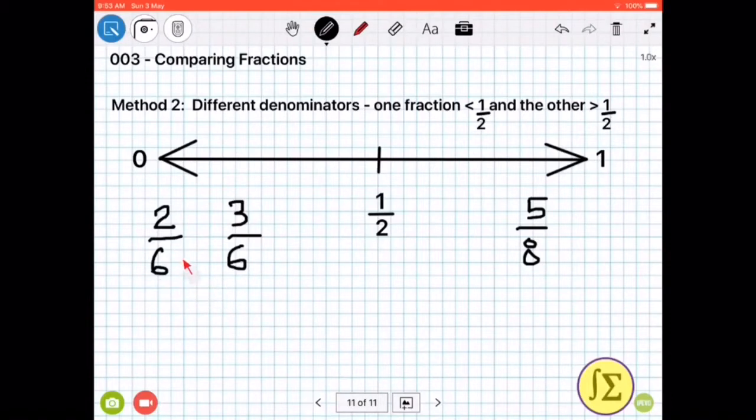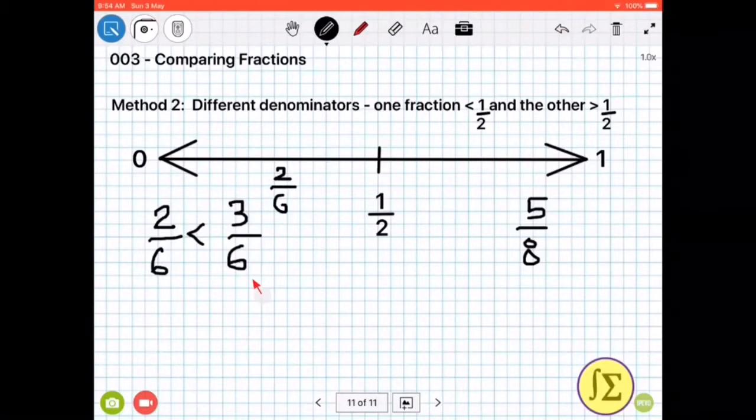We can see that the numerator 2 is less than the numerator 3. That means this fraction, 2 over 6, is less than this fraction, 3 over 6, as per method 1, which we learned earlier. So 2 over 6 is less than 3 over 6, or less than half. So 2 over 6 will belong on this side, with a value between 0 and half.